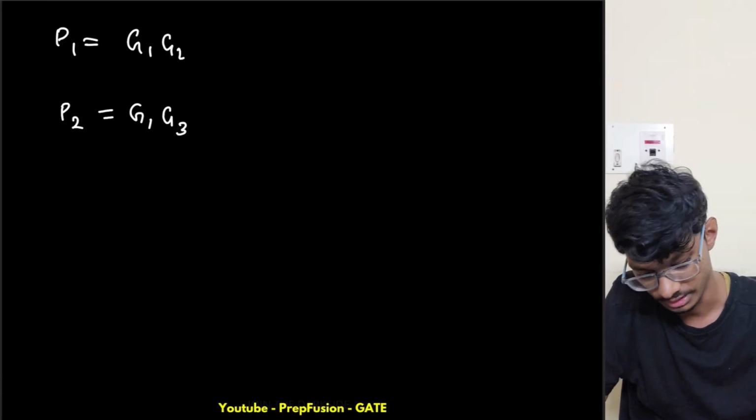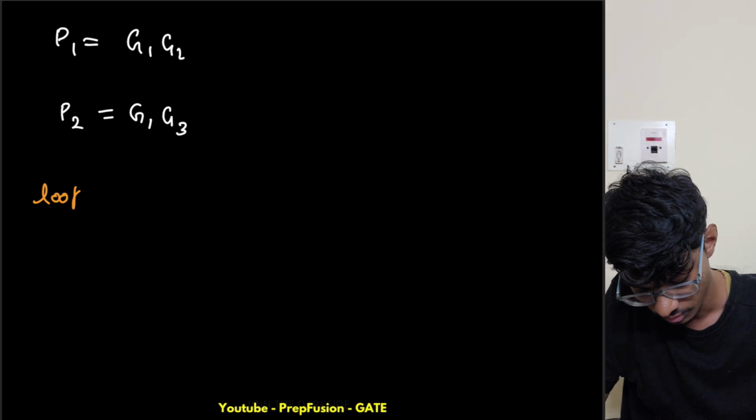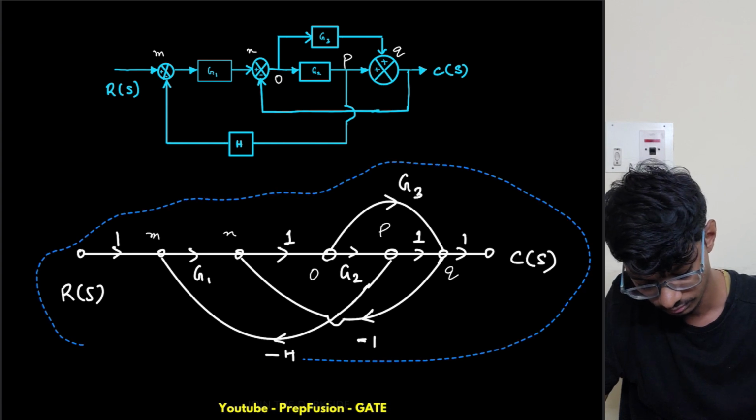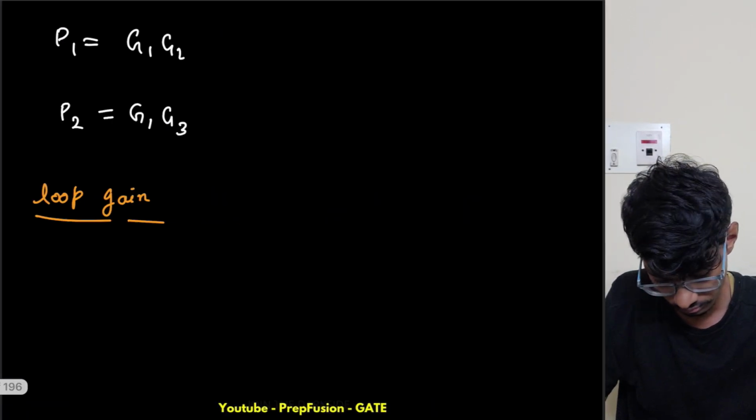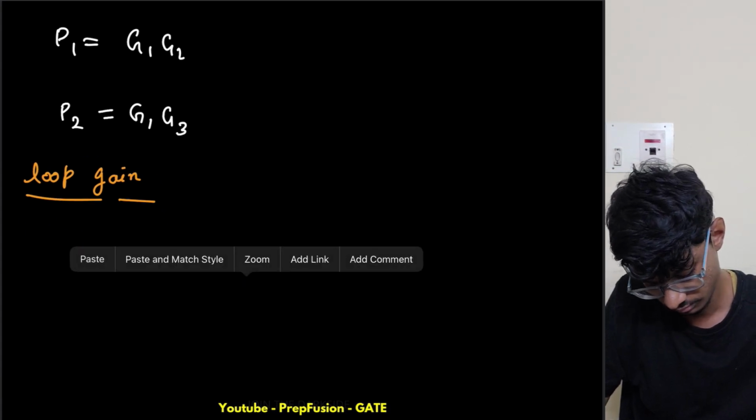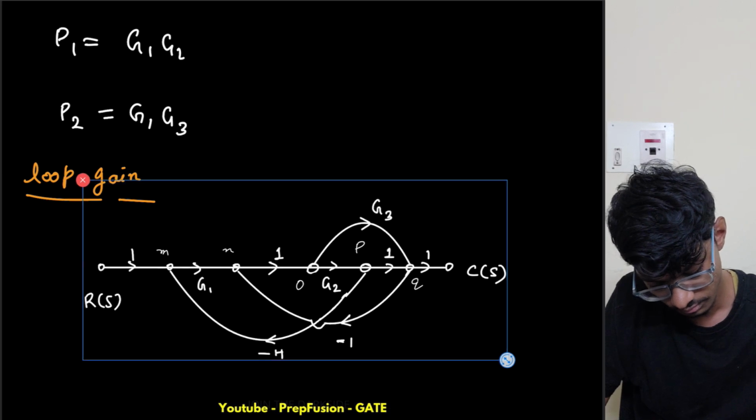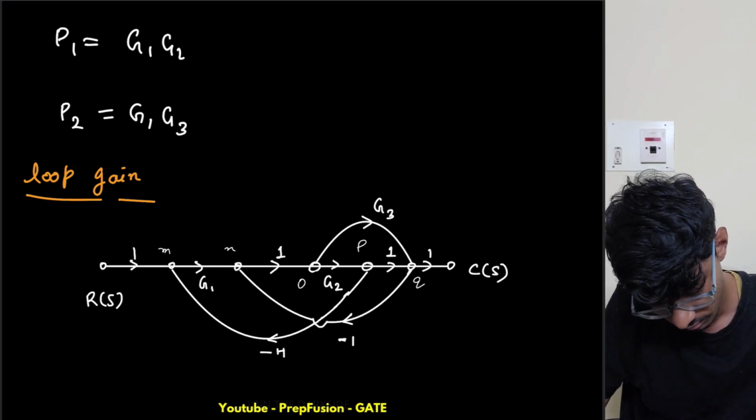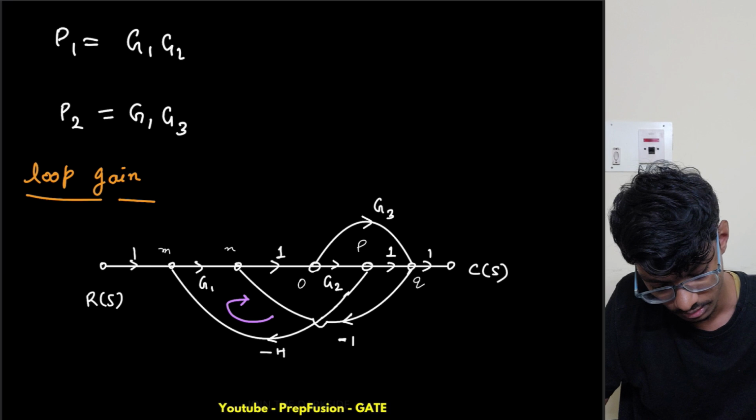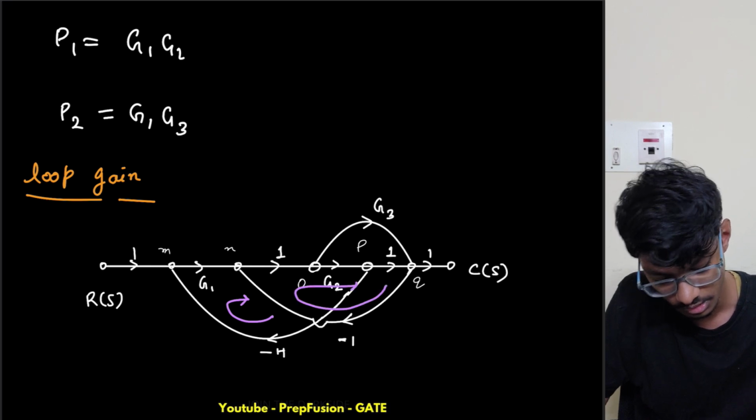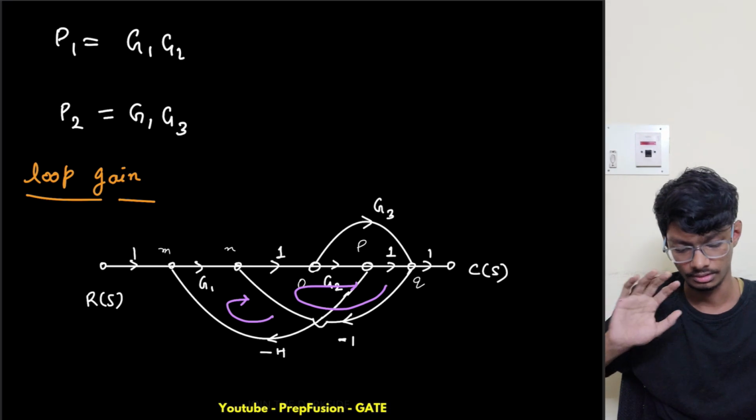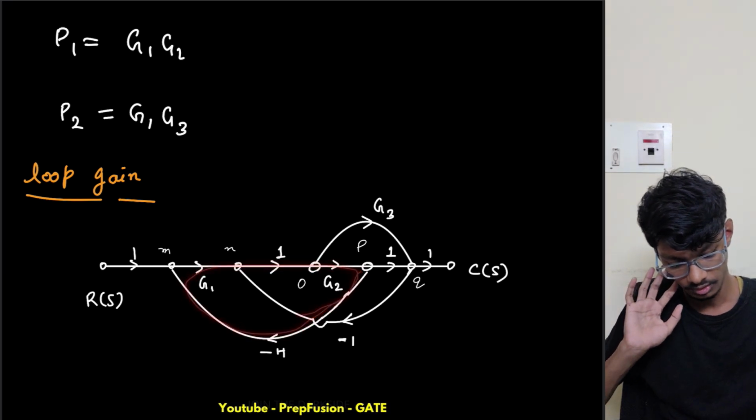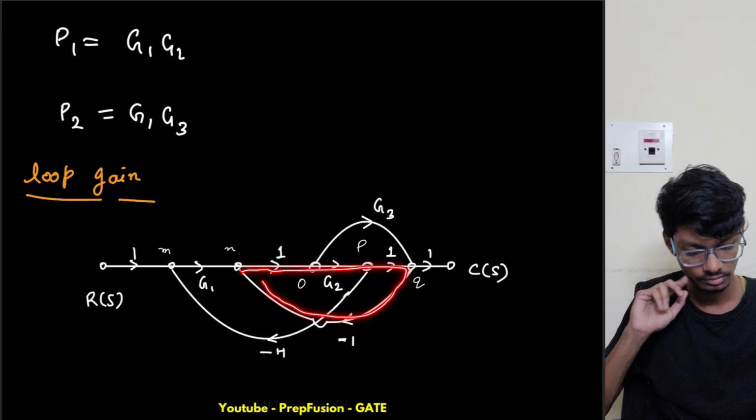Now let's find the loop gains. How many loops do we have? So let me copy this. This is one loop, right? This is one loop, and this is also another loop. This is also another loop. Now do we have another loop? Like I'm explaining, we're going from this point to this point. This is one loop, right? Now we're going from N, again coming back here, this is two loops.